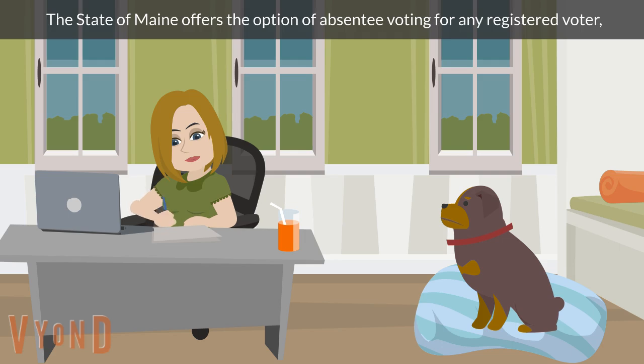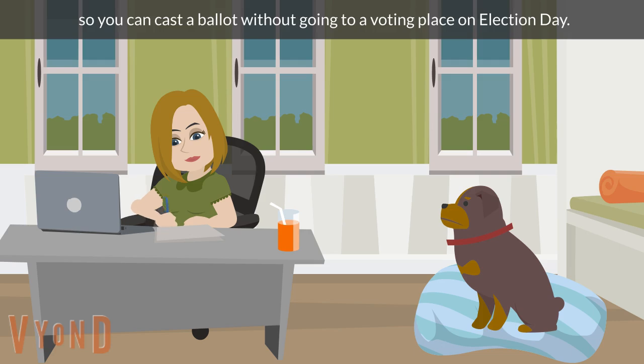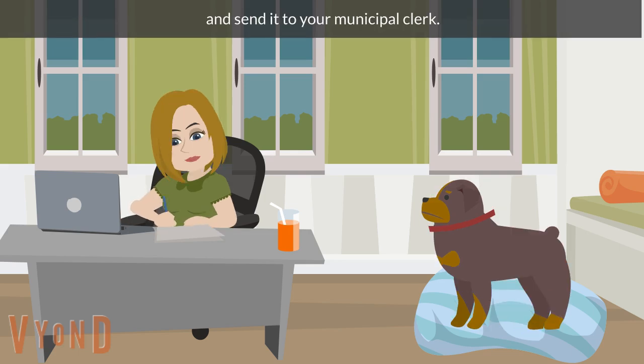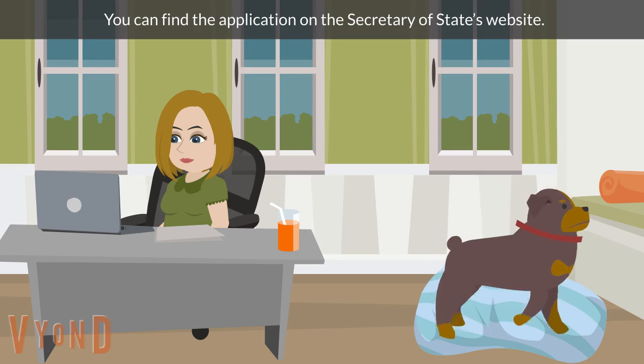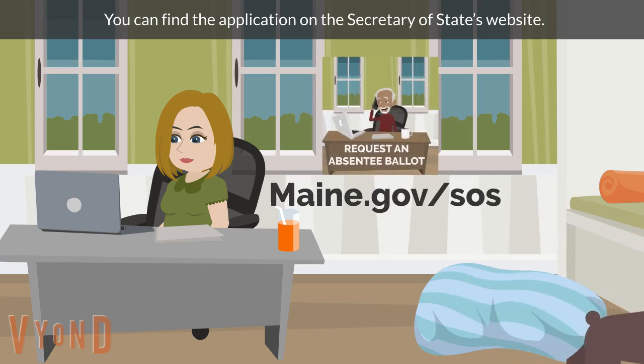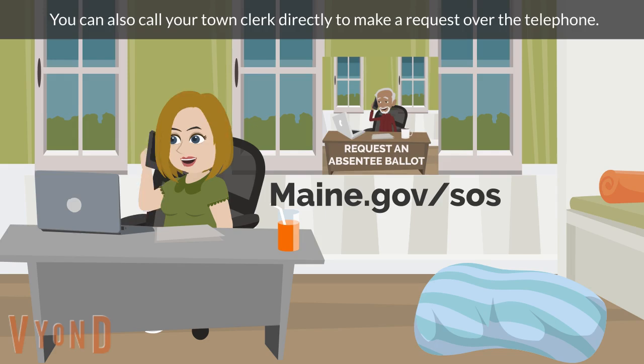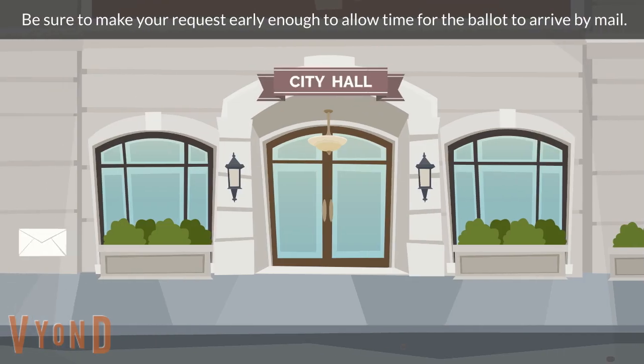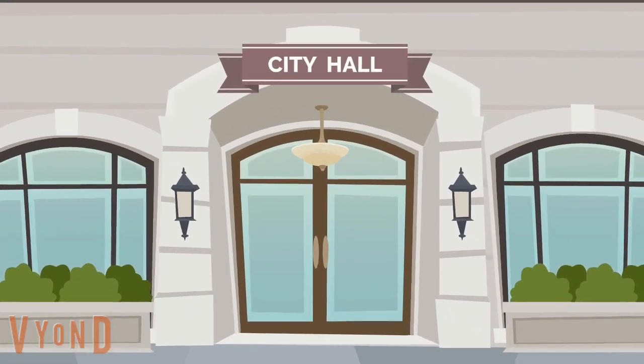The state of Maine offers the option of absentee voting for any registered voter, so you can cast a ballot without going to a voting place on Election Day. You can request your ballot online or fill out an absentee ballot request application and send it to your municipal clerk. You can find the application on the Secretary of State's website. You can also call your town clerk directly to make a request over the telephone. Be sure to make your request early enough to allow time for the ballot to arrive by mail.